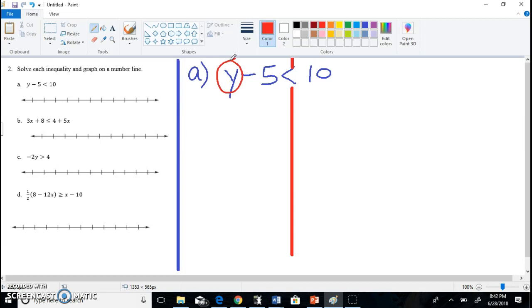So what we're going to do is undo everything that is happening to the y. We're going to undo every operation. So if it's subtraction, we undo it by addition. So we're going to add 5. And the rule is what you do to one side, you do to the other. On the left-hand side, we did nothing to the y, so we leave that y. Negative 5 plus 5 cancel. We leave our less than sign, and then 10 plus 5 is 15. So y is less than 15.